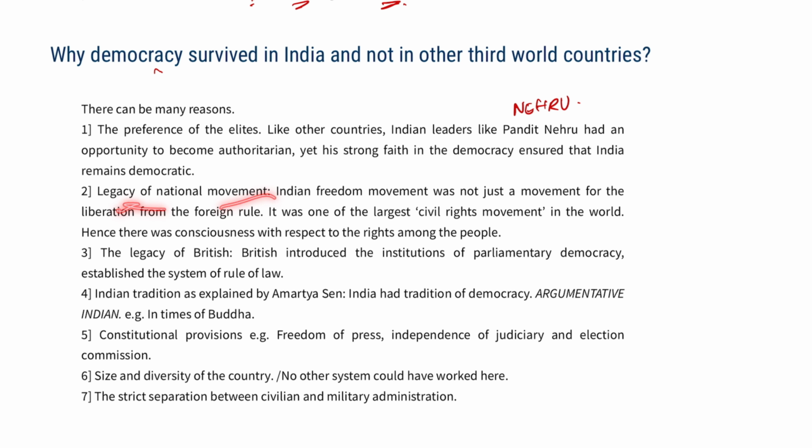Legacy of national movement, Indian freedom movement, was not just a movement for the liberation from the foreign rule. It was one of the largest civil rights movement in the world. Hence, there was consciousness with respect to rights among the people. And legacy of British introduced the institutions of parliamentary democracy, established a system of rule of law. Indian tradition, as explained by Amartya Sen, was of democracy. Argumentative Indian, he says.